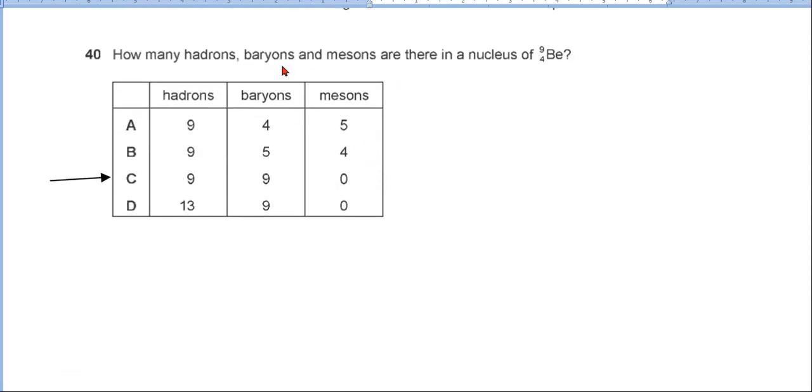How many hadrons, baryons, and mesons are there in a nucleus of beryllium? So beryllium has 9 baryons, which are at the same time hadrons, and no mesons because there is no antiquark.